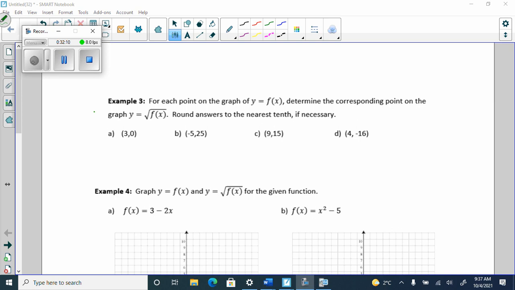Here's a coordinate on f of x. What's the new coordinate going to be on y equals root f of x? So what happens? What's our mapping? (x, y) goes to (x, root y). So I literally just keep my x's and root my y's. We agree? Because the entire function is under the square root symbol, correct? I took f of x, I'm now rooting the whole thing. So we're on example 3.